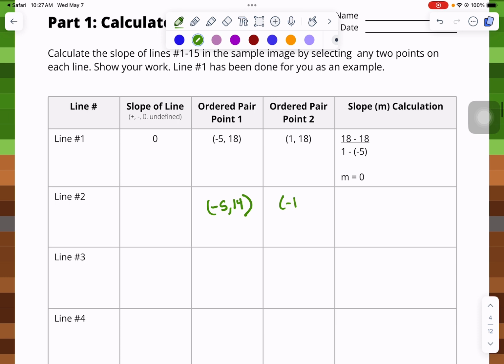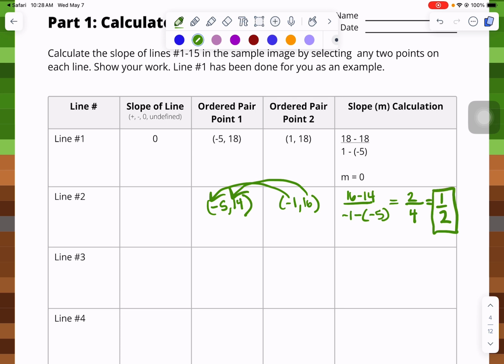So -1, positive 16. So then I'm going to take my 2 y values, and if you're subtracting them, we could do 16 minus 14, and we could do a -1, subtract a -5, and that's going to give us our slope. 16 minus 14 is 2. A -1 subtract a -5 is a positive 4, right? And you can do that on your calculator if you don't remember. And then we know that's going to simplify to 1/2, right? So 1/2 is our slope.